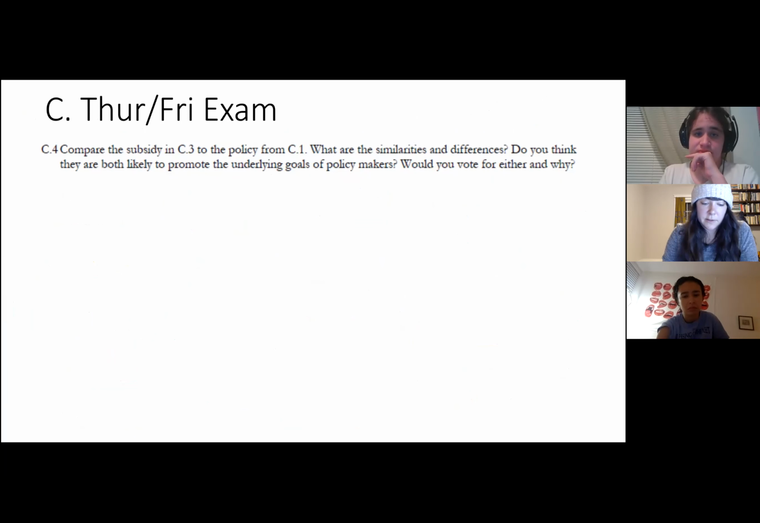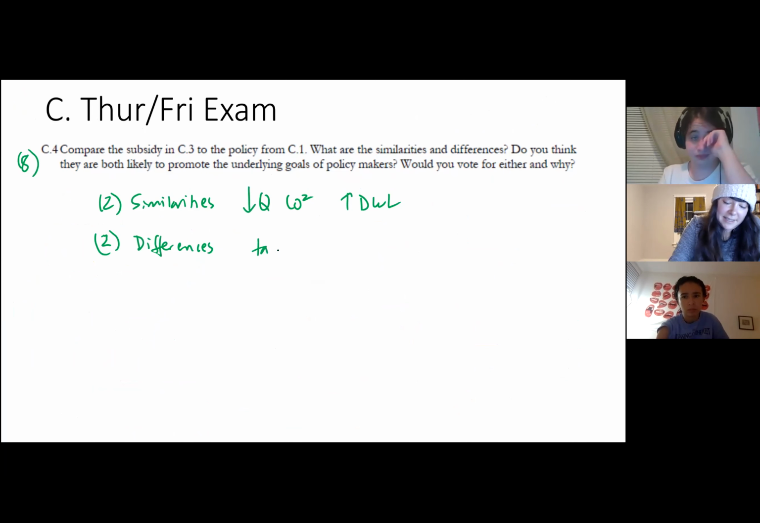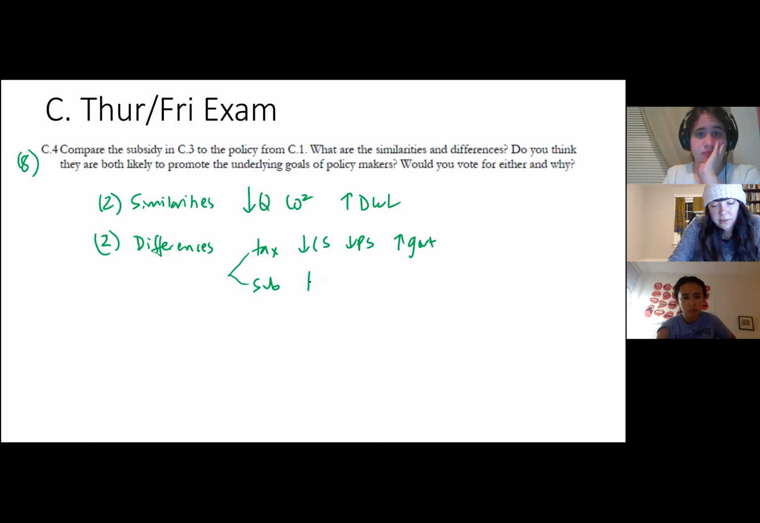Cool. So then we're supposed to compare the subsidy to the carbon tax. This was worth 8 points. I think 2 of those were for having the similarities. They're both going to decrease the quantity of carbon, which is good. They're both going to cause deadweight loss, even though it's of different types. The differences are that the tax is going to harm consumers, harm producers, and help the government. The subsidy is going to help consumers, help producers, but harm the government.